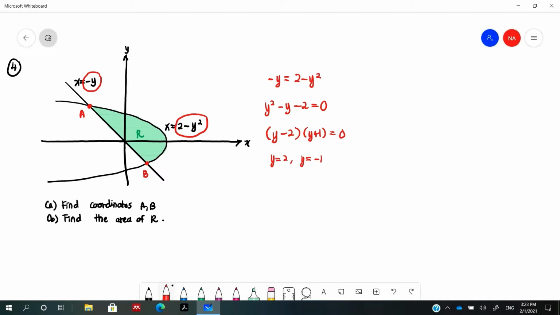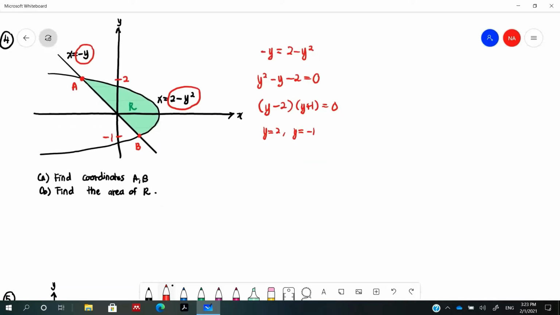So we know that it is negative 1 here, and also we have 2 here. So that is for the coordinates for y. Now when we want to find the coordinates for x, we have to substitute into this or this. For example, when y equal to 2, x will be equal to negative 2. So we have negative 2 here. Now for y equal to negative 1, x will be equal to 1. So we have a equal to (negative 2, 2), and b equal to (1, negative 1).